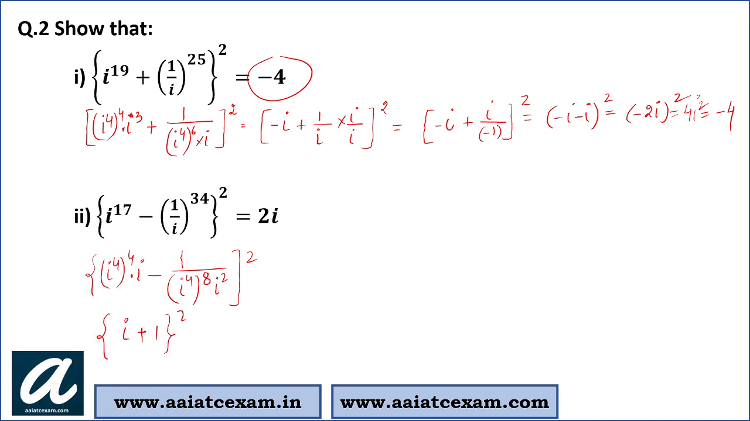whole square. Just apply a plus b whole square. So this will become a square plus b square plus 2ab. Iota square is minus 1 plus 2 iota. So they cancel out. Answer is 2 iota, students. Answer is 2 iota. That's your answer. I hope you got the right answer.